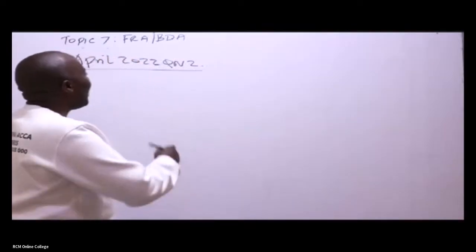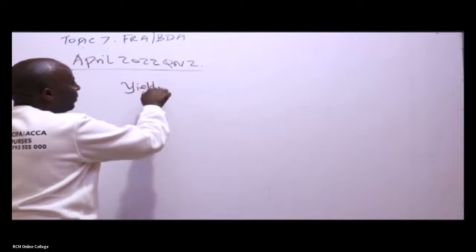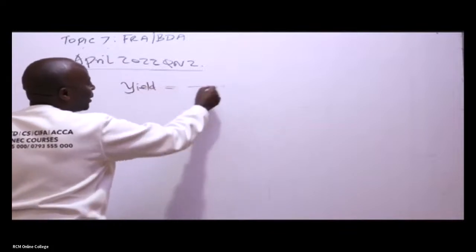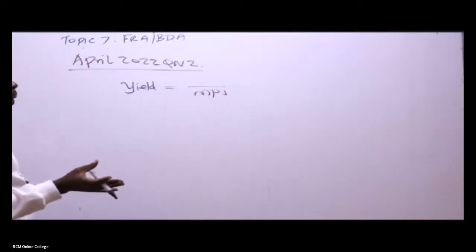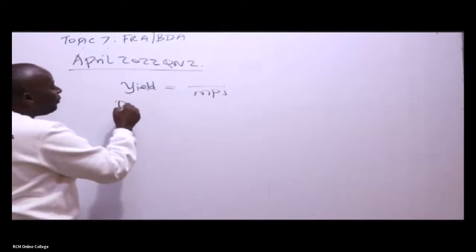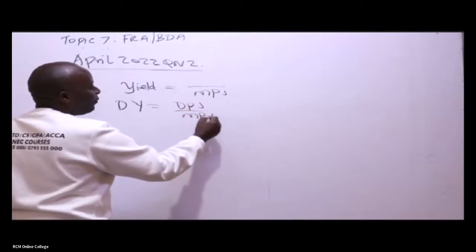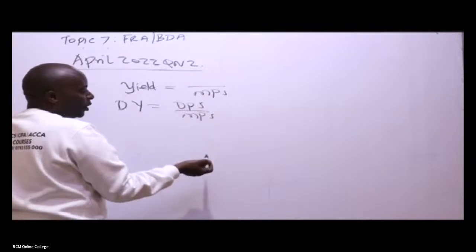Whenever you hear of anything called yield, like now when they tell you anything to do with yield, know that at the base we have market price per share. So if they talk about dividend yield, then it will be DPS over MPS. Very easy. Dividend per share over market price per share.